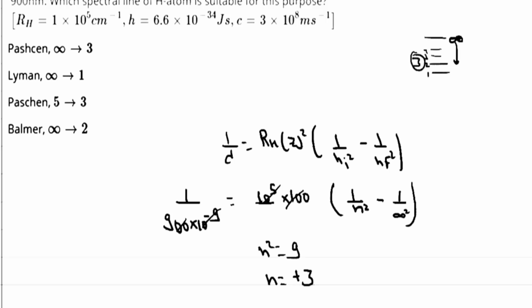So this is the series which is named Paschen. Here Paschen is given in two options, which means option B and D could be correct. But here it is saying that n is equal to 3 and it is coming from infinity. So the only option which is infinity to 3 is correct, the other is wrong. So option number A is the correct answer.